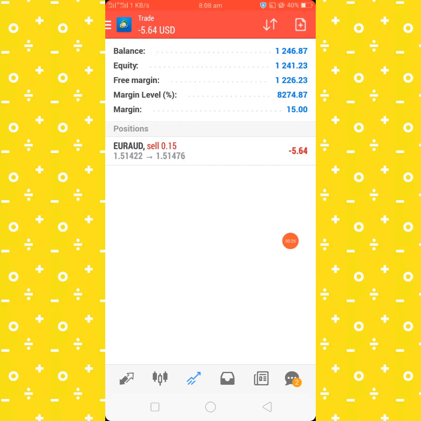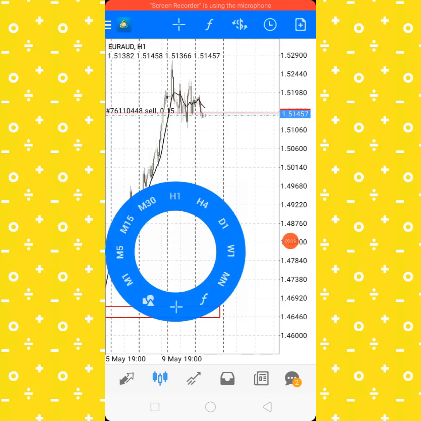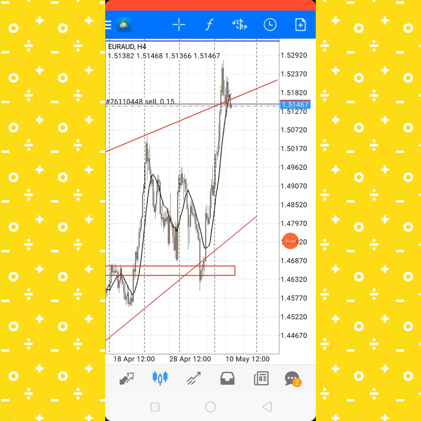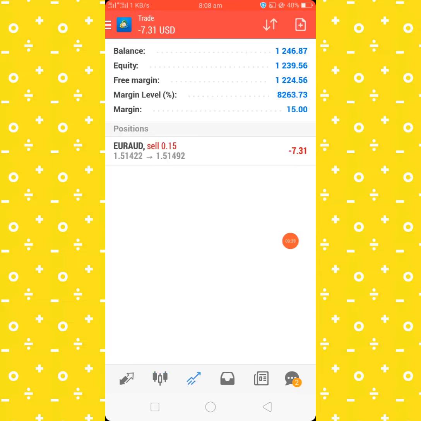This is the pair that I like because this pair moves. This pair moves, guys. So if I can go to H4, you can see it makes a lot of big movements. So that's why I like trading this pair. And as you can see, please go watch part 1 so that you catch up where we are.